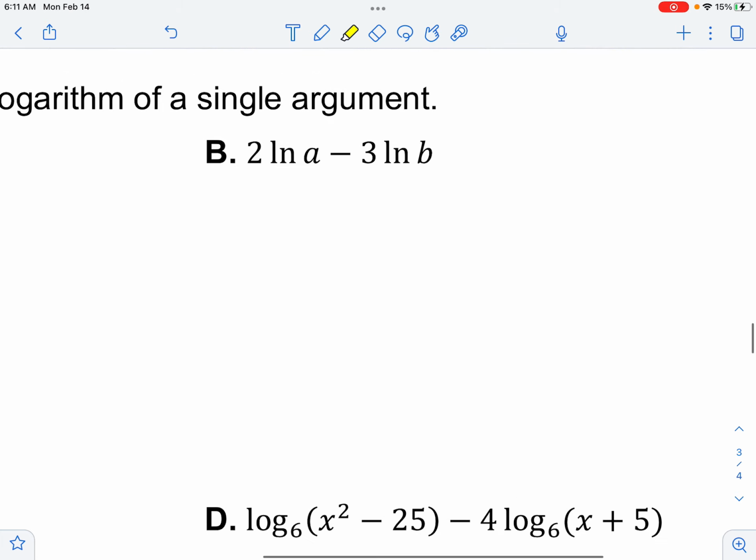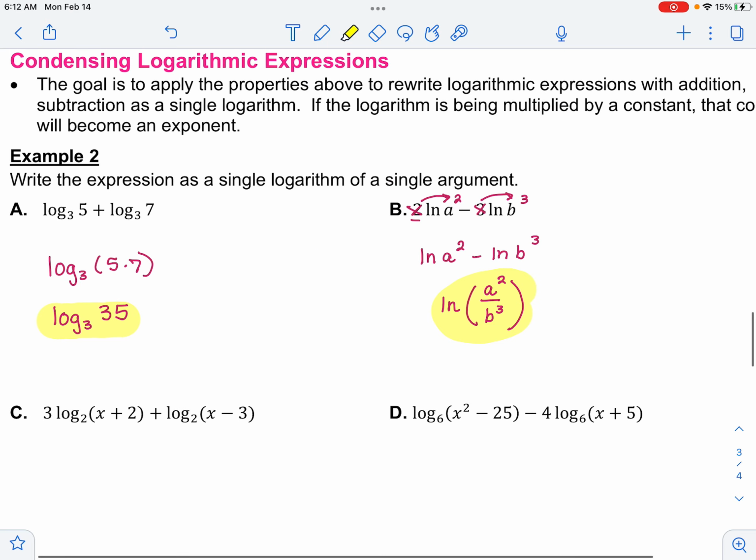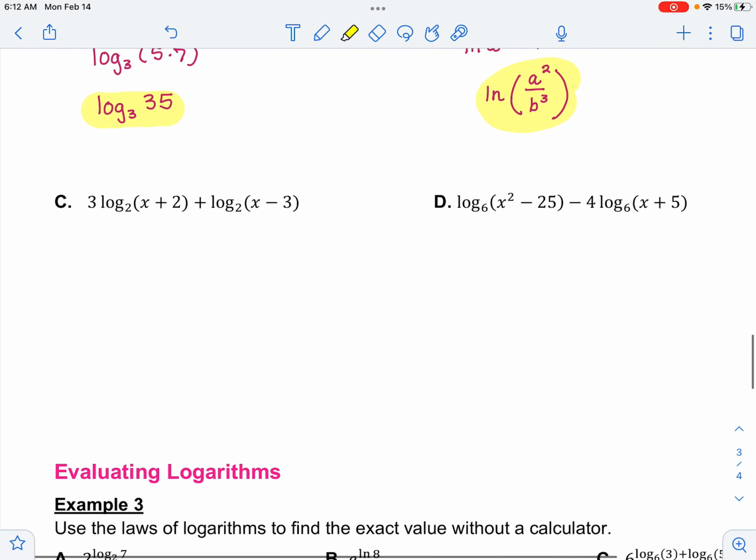All right, now when you're writing as a single log, any coefficients are going to go to the top of the argument and become exponents. So we're doing the reverse of expanding. So we have ln of a squared minus ln of b to the 3rd. So we're going to write ln of, subtraction becomes division, so we get a squared over b to the 3rd. Okay. And do a couple more together.